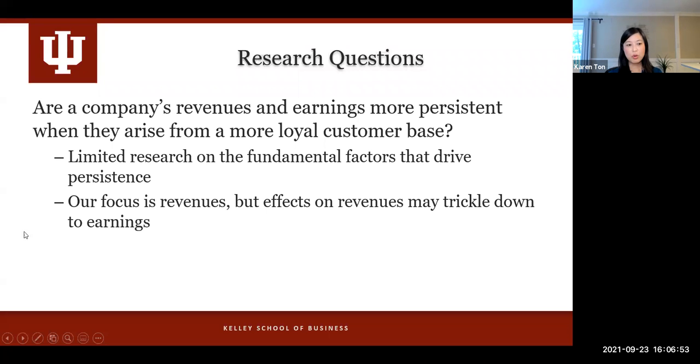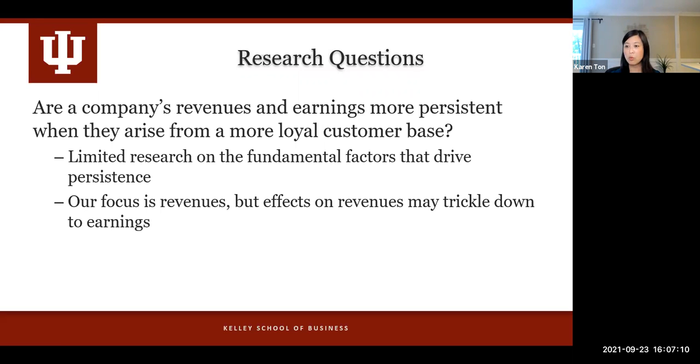So the motivating question of our study is we were interested in examining whether we can use customer data to understand the nature of a company's revenue stream and its implications for stakeholders. So we set out to answer two broad research questions.